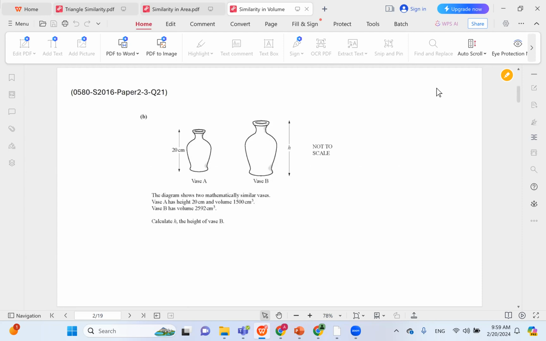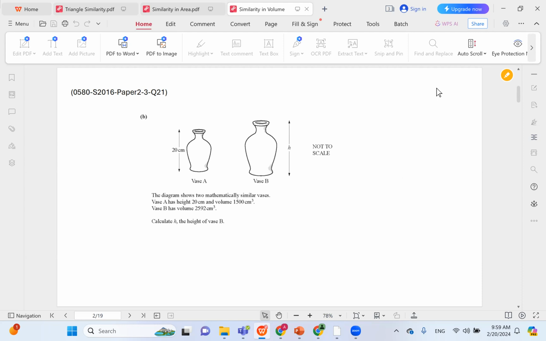The diagram shows two mathematically similar vases. Vase A has height 20 and volume 1500. Vase B has volume 2592. Calculate H, the height of vase B.